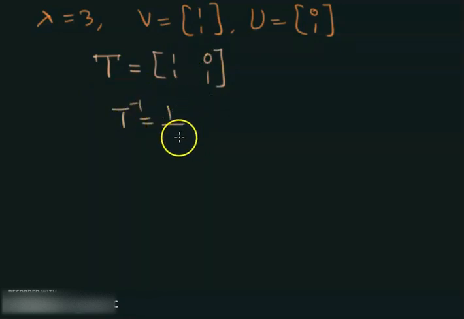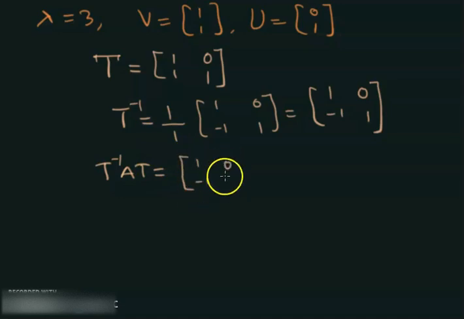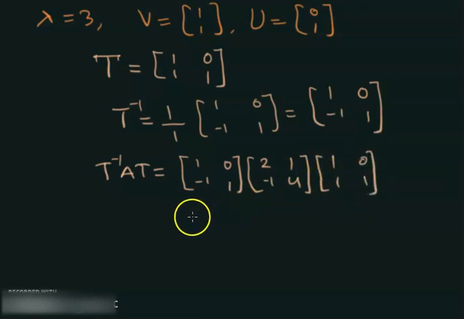1 over the determinant of A, which is 1, and then the adjoint, which is going to be this, or it is nothing but [1 -1; 0 1]. Now what I need is t inverse A t. So my t inverse is [1 -1; 0 1], and my A is [2 1; -1 4], and then we have [1 1; 1 0]. So this is the same as [1 -1; 0 1], and now I'll multiply these.